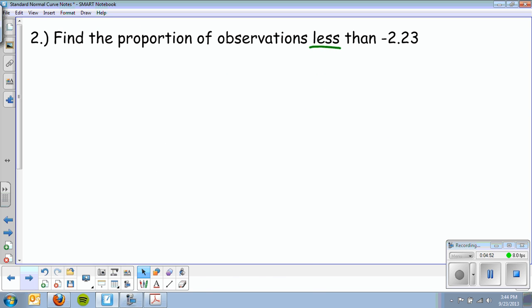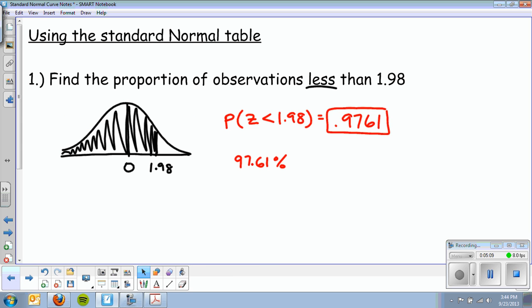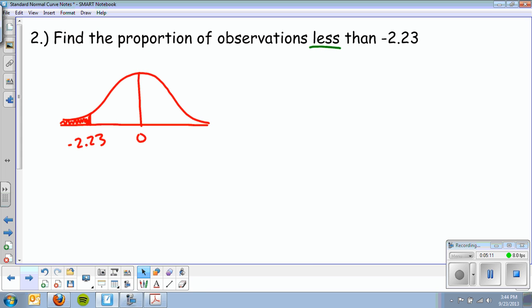Okay, number 2. Find the proportion of observations that are less than negative 2.23. So again, 0's in the middle. We got negative 2.23, and I want less. Shade to the left. Okay, I can see now that that's a much smaller area than in the last one. So again, I'll write that as the probability that Z is less than negative 2.23.